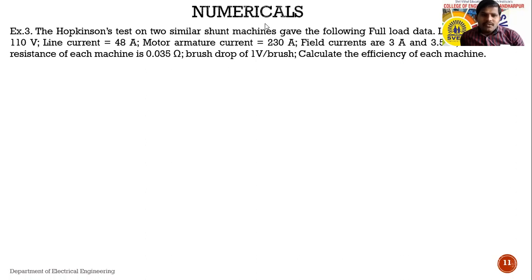Okay, so all of you write this problem. For solving this problem, we will draw the diagram, that is the circuit diagram, showing how it can be connected. After drawing the diagram, we write the given data, and then we will solve one by one. Read the problem carefully, and write down the given data from this problem.